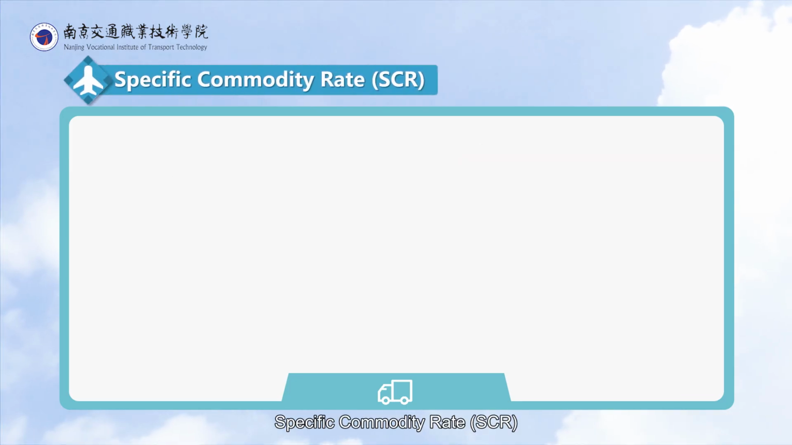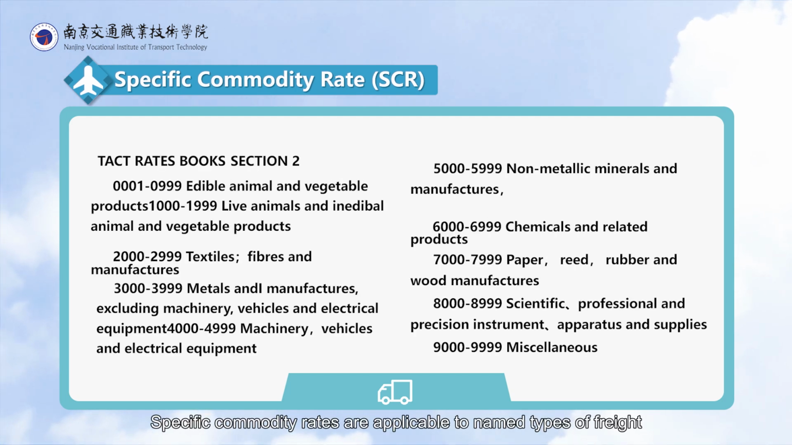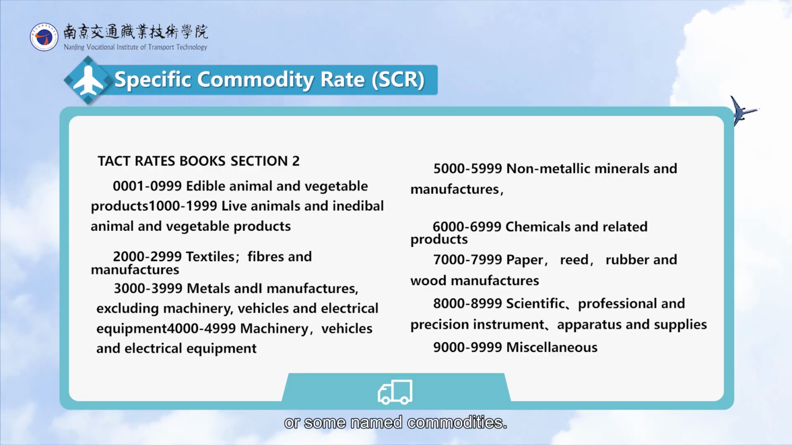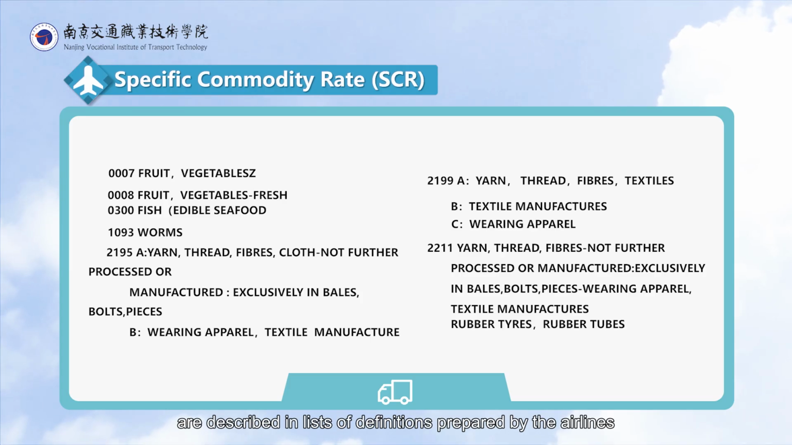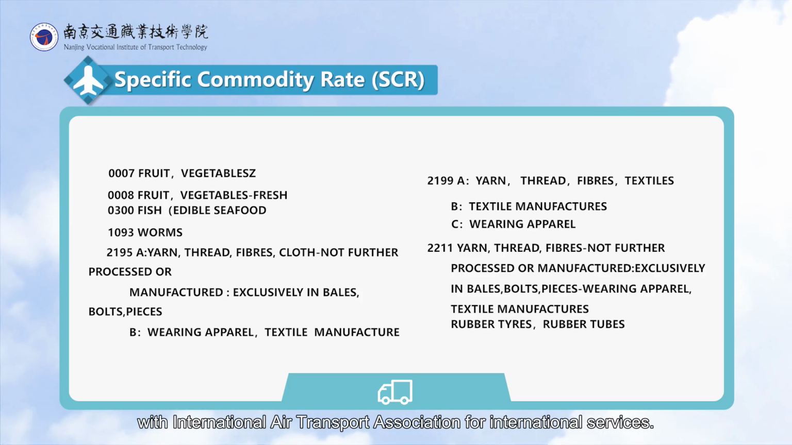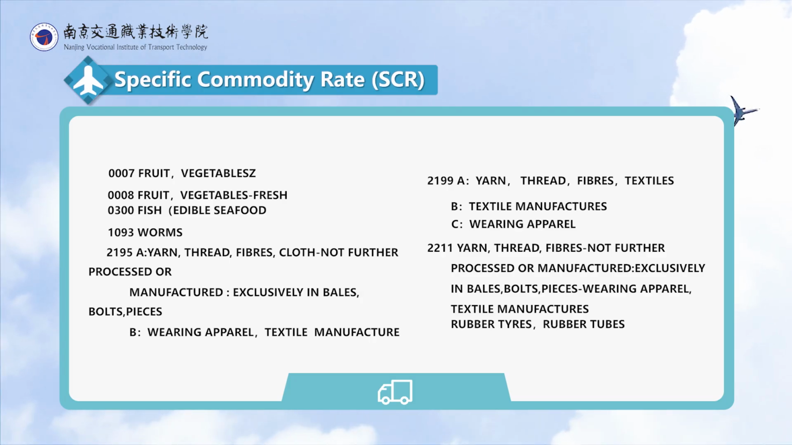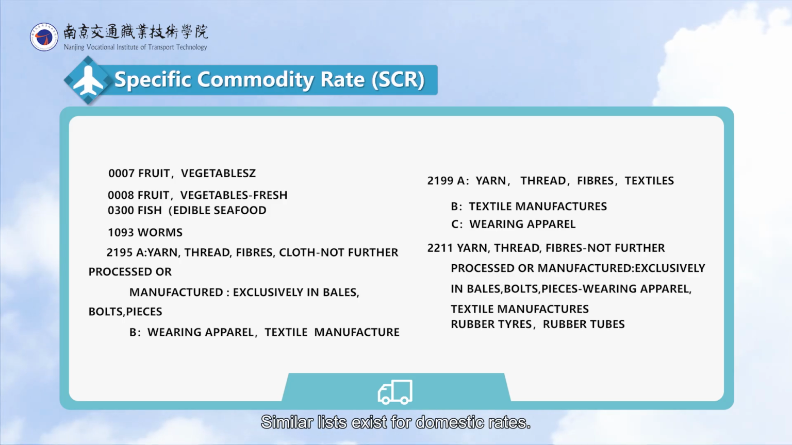Secondly, specific commodity rate, SCR. Specific commodity rates are applicable to named types of freight or some named commodities. Over 5,000 different commodities are described in lists of definitions prepared by the airlines with the International Air Transport Association for international services. Similar lists exist for domestic rates.